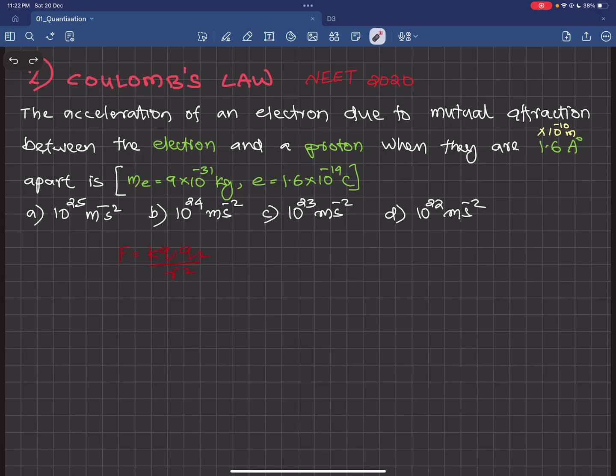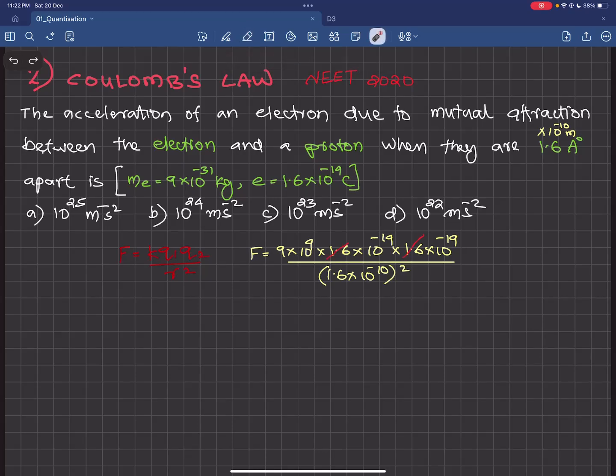The force between proton and electron can be calculated using the equation F equals K Q1 Q2 over r square. The value of K, 9 times 10 to the power of 9. Q1, charge of an electron, which is 1.6 times 10 to the power of minus 19. Q2, charge of a proton, 1.6 times 10 to the power of minus 19. Separation between them, 1.6 times 10 to the power of minus 10 the whole square.